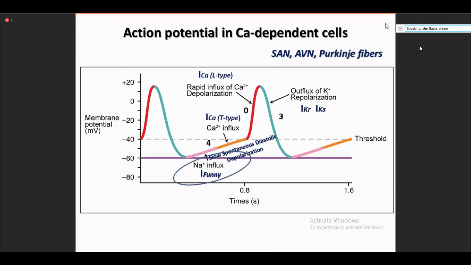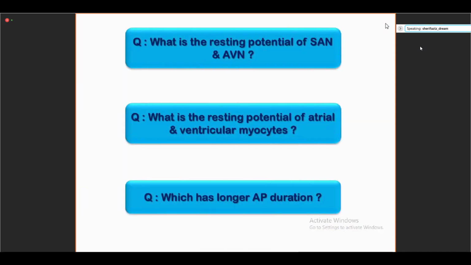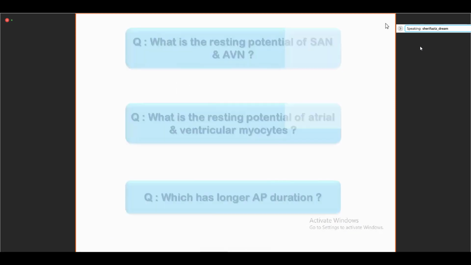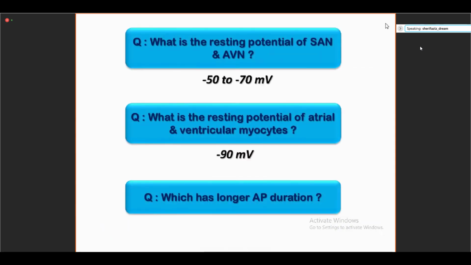If anyone has any question, of course, interrupt me and ask me. This is a summary of all the currents in the action potential. And this slide, of course, was shown in the lecture that was shared with you in the group regarding the resting potential of the SA node, and the resting potential of atrial and ventricular muscle fibers. So I move quickly in these slides because they are discussed in the original lecture.